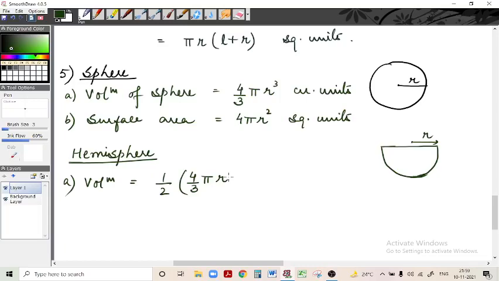Okay. Similarly, when I come to this part, here I will get curved surface area and total surface area. Why? Because I cut the sphere into two parts, right? So that the topmost part becomes circular.